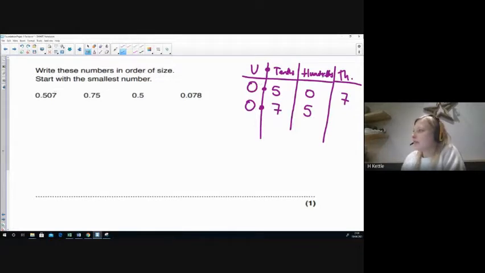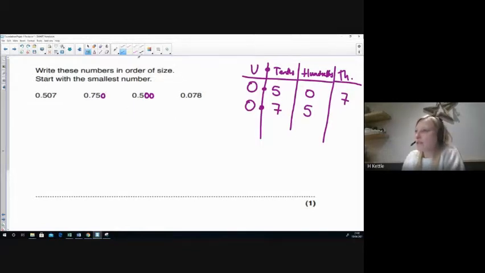So you might find it helpful to put it in a table like this. Alternatively, you might find it helpful just to make the numbers the same length. So we've got tenths, hundredths, thousandths, and there is a 0 in the thousandths column there, and then that's got tenths, hundredths, thousandths. So that might make it a little bit easier to compare.